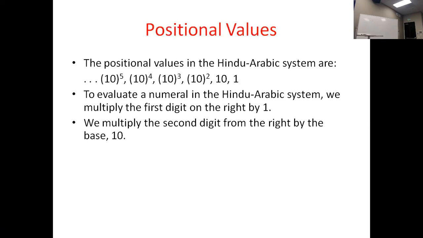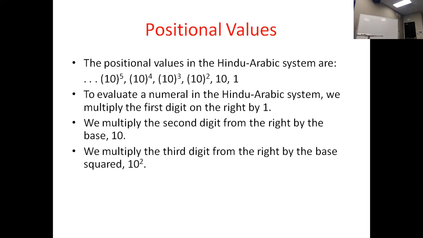It means we multiply to evaluate a numeral in the Hindu-Arabic system. We multiply the first digit on the right by 1. We multiply the second digit by the base 10. We multiply the third digit by 10 to the power of 2. Do you notice the third digit, let's call that n? In order to know what you need to multiply, if it's the third digit and we are using base 10, you take 3 minus 1, which is 2, so 10 to the power of 2. Are you following? No. Okay, let me write it.